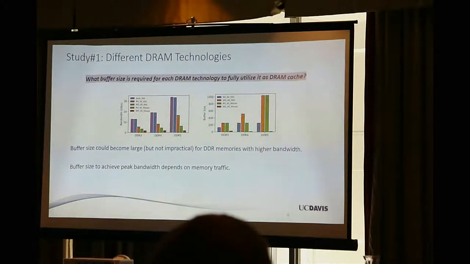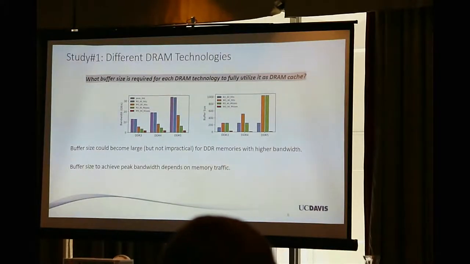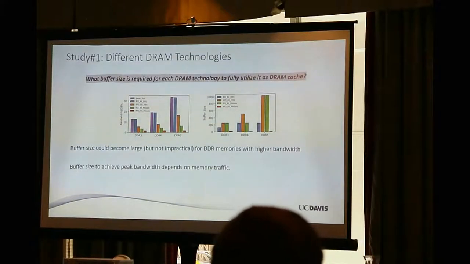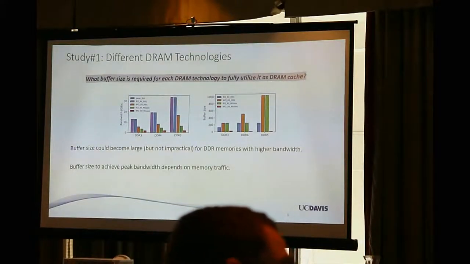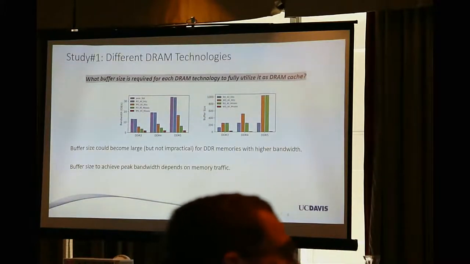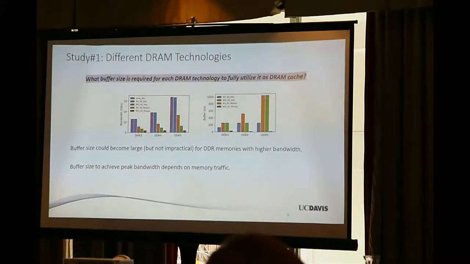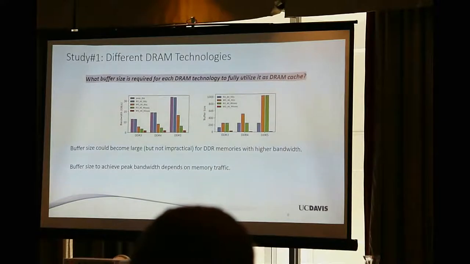But the interesting observation was that the buffer size needed to achieve the peak bandwidth totally depends on the memory traffic instead of the technology itself. For example, if you consider the red bars, which are for write-only miss cases, we can see all of the memory technologies have almost the same performance, and it's very poor compared to other cases. And that bandwidth has been achieved by a very small number of buffer entries.